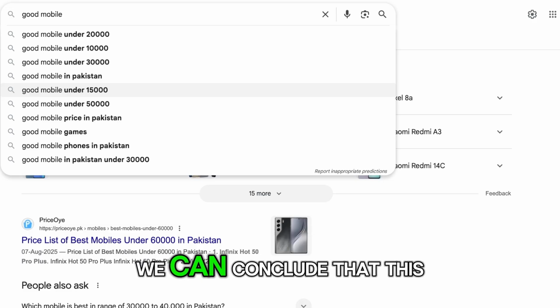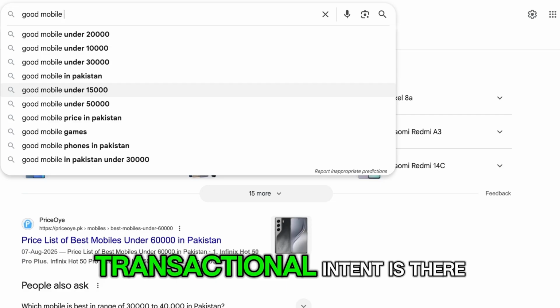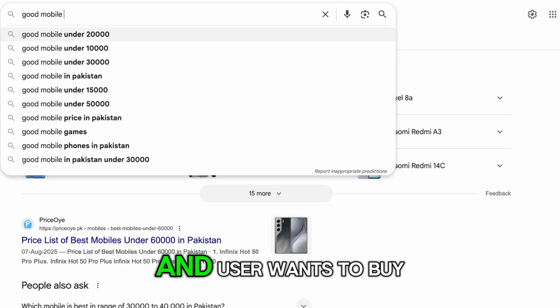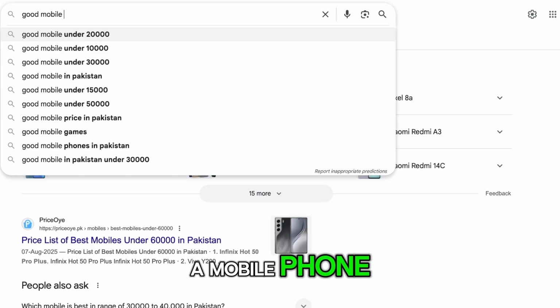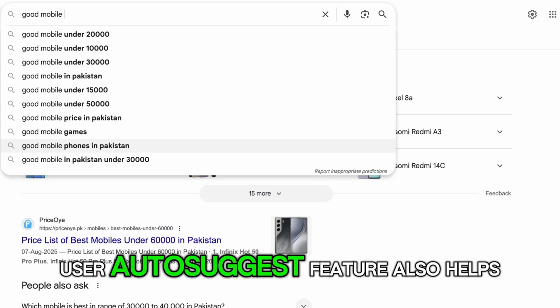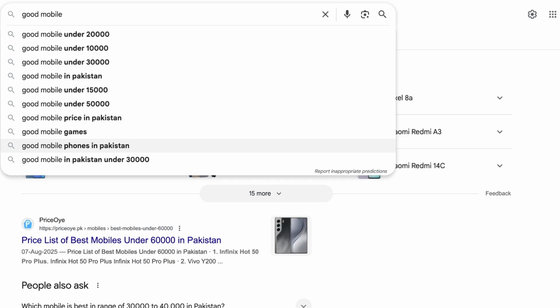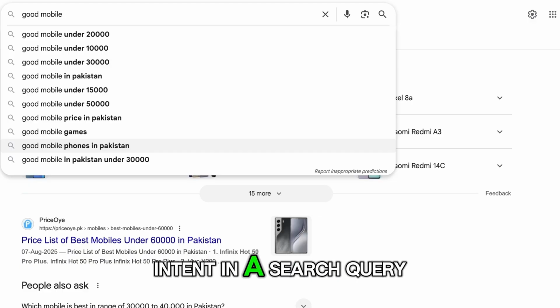So here we can conclude that this is a transactional keyword. Transactional intent is there and the user wants to buy a mobile phone for these specific prices. So the user auto suggest feature also helps us to understand what is the key user intent in a search query.